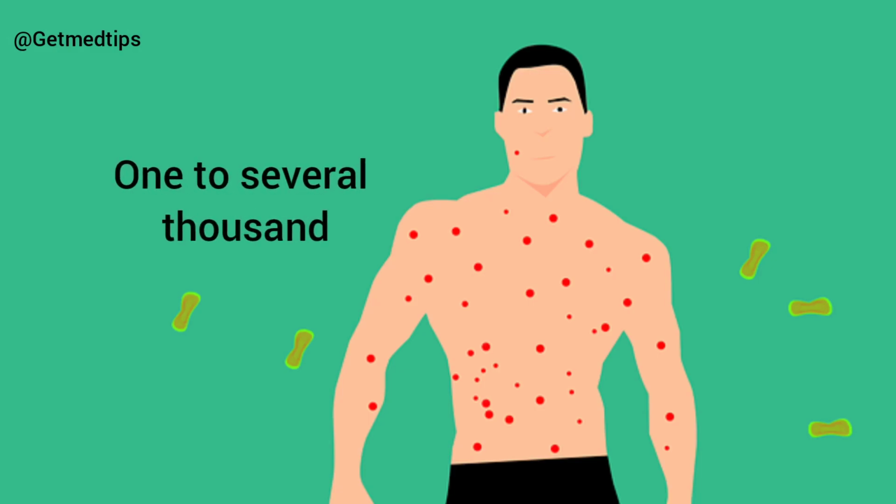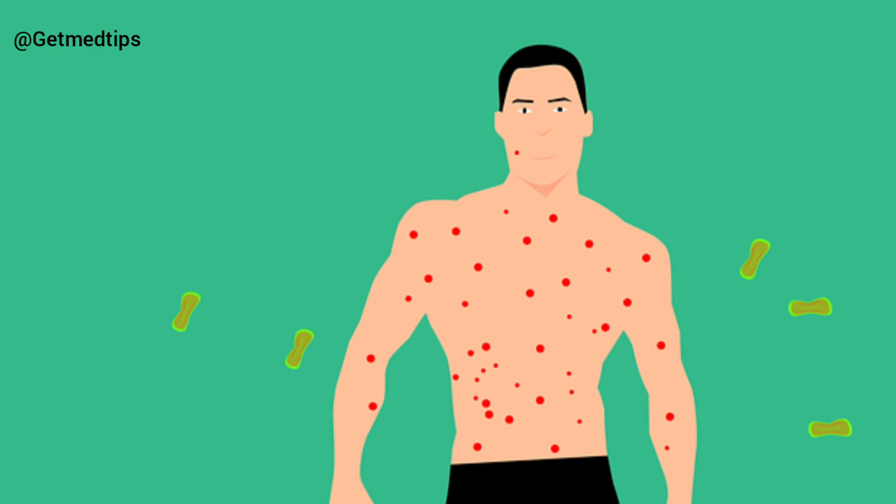Again, the rashes can range from 1 to several thousand, which means that all these places that we've listed might not have the rashes at the time they are manifesting. So the person can have just one rash or more, in thousands, but it must not include all the places that have been listed.